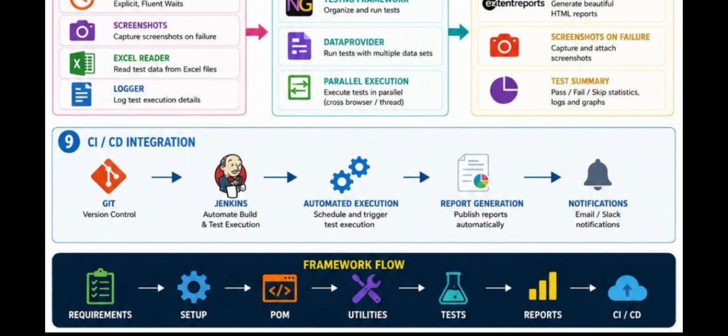We use Git and Jenkins, and then we perform the automated execution, and the report is generated and published to all the stakeholders and the entire team, and notifications are sent. This is how the framework should usually be designed in every project at a scratch level.